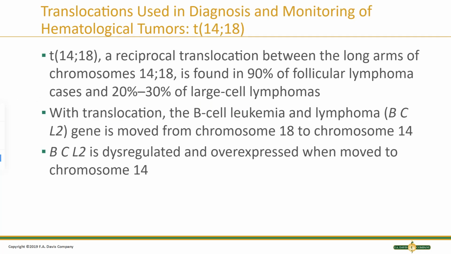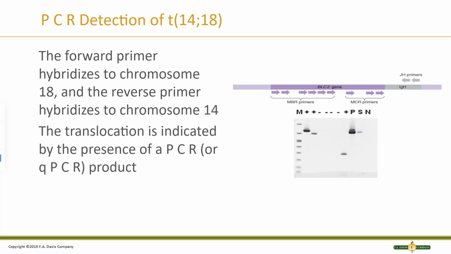Translocations used in diagnosis and monitoring of hematological tumors. So t(14;18) is a reciprocal translocation between long arms of chromosomes 14 and 18. It's found in 90% of follicular lymphoma cases and 20 to 30% of large cell lymphomas. With translocation, the B-cell leukemia and lymphoma BCL2 gene is moved from chromosome 18 to chromosome 14. BCL2 is dysregulated and overexpressed when moved to chromosome 14. PCR detection: the forward primer hybridizes to chromosome 18, the reverse hybridizes to chromosome 14. The translocation is indicated by the presence of a PCR or qPCR product.